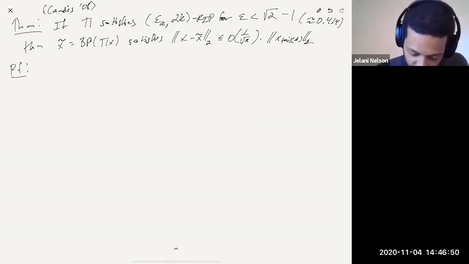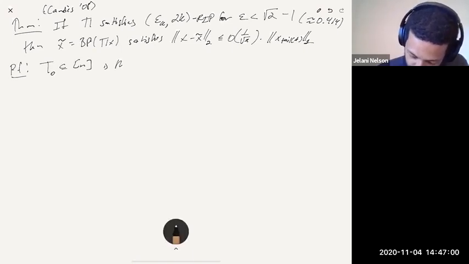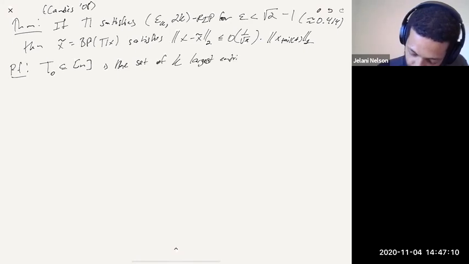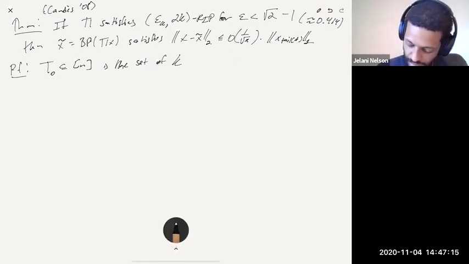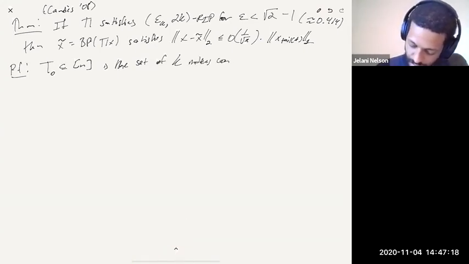So first, let me make some definitions. T0, a subset of N, is the set of K largest entries. Okay, so I should say the set of K indices containing the largest entries of X in magnitude.